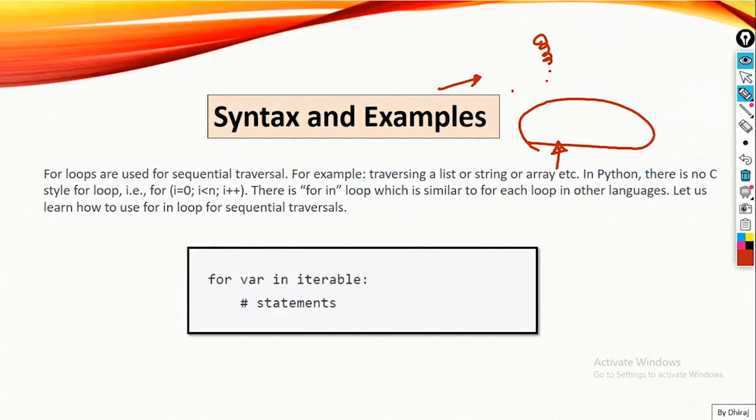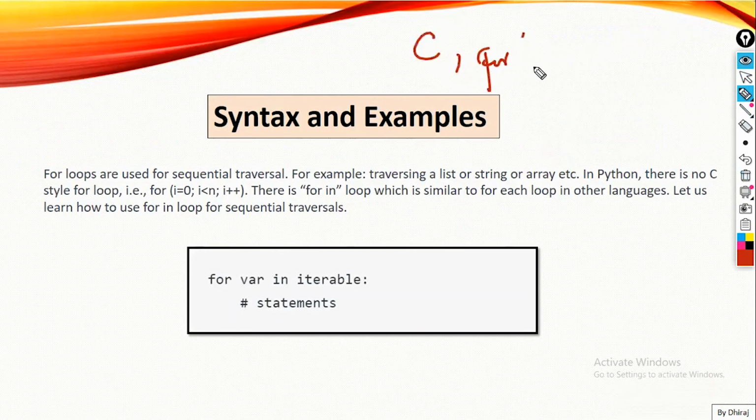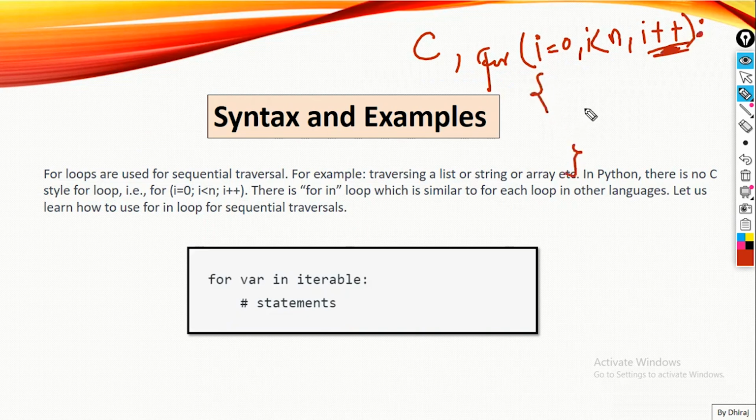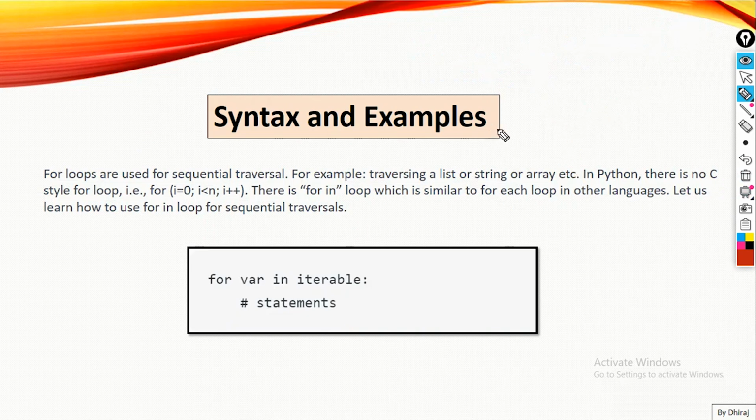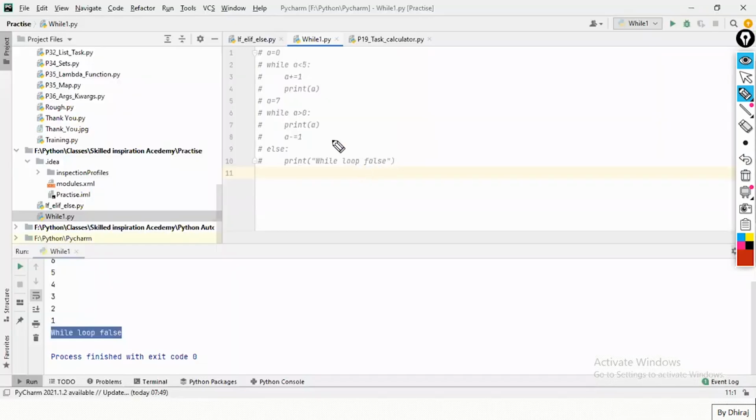I hope if you know C, in C we have to specify i equal to 0, i less than some condition, and then the increment, and then the curly braces and all. So don't worry about C. We're learning Python. So what is the syntax of the for loop?